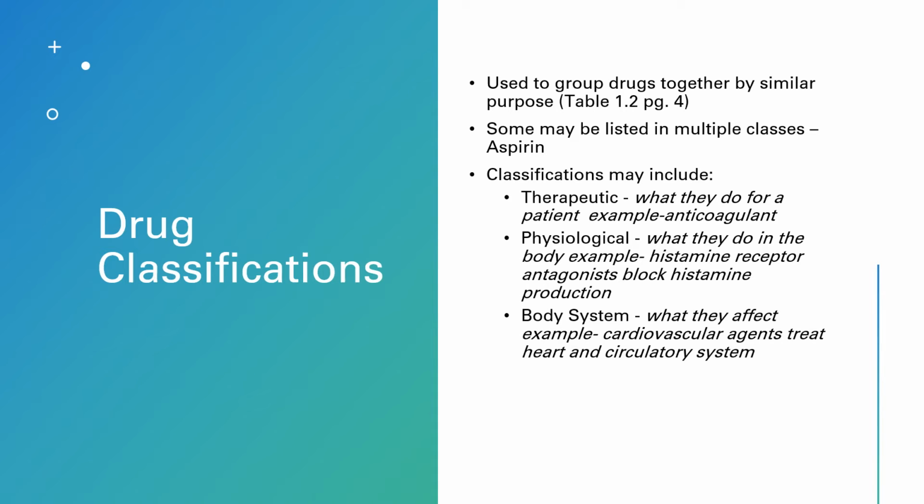And we have the body system. This is what they affect. Okay, so cardiovascular agents. They affect the heart and the circulatory system. So for example, in surgery, we may give atenolol to treat high blood pressure or angina, which is chest pain. Okay, that's a common one that we use in surgery.